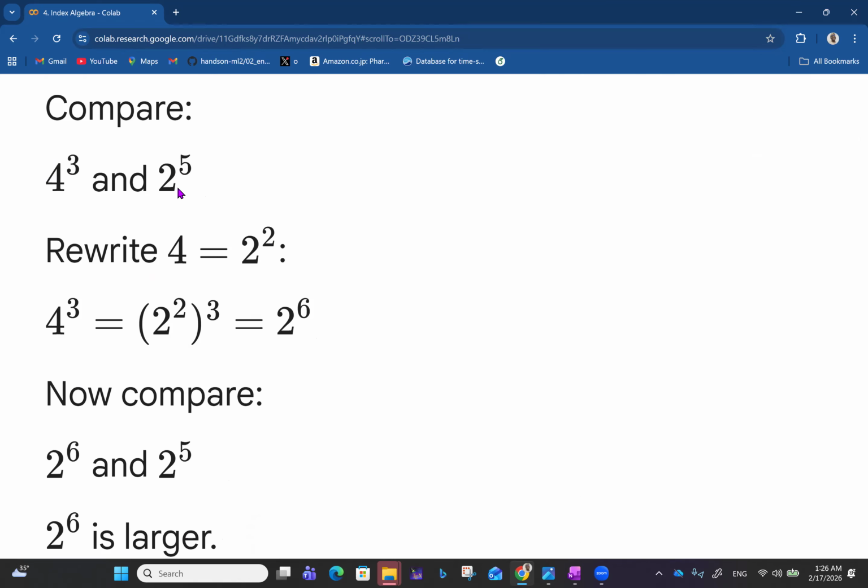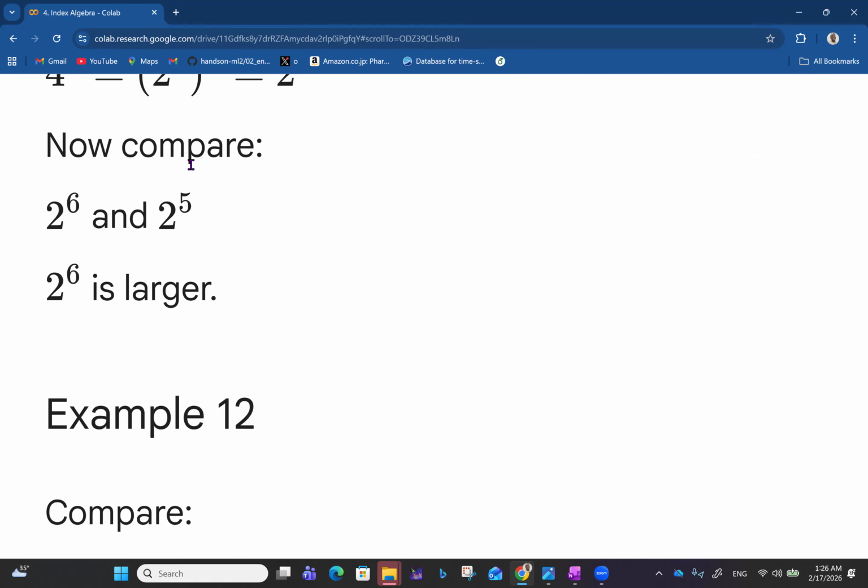Of course, there's a way you can also write 2 raised power 5 as 4 raised power something, but that's harder, right? So I think it's just easier to go the other way.